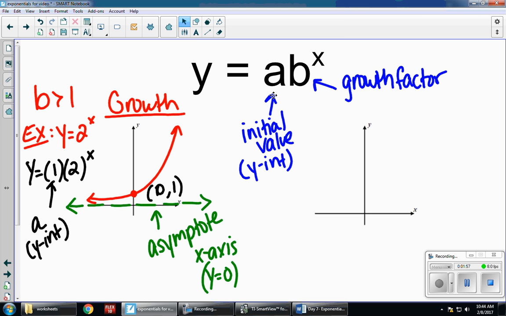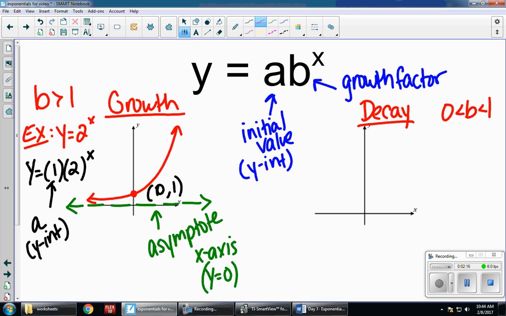This is a general function or a parent function. There are no transformations. There's no shifts up and down. There's no vertical stretches. So this is what it looks like for growth. So the other option is decay. So when I have a decay graph, that means that my growth factor is a fraction between 0 and 1. So for example, it might be something like 1/2 to the x power. When this happens, my graph is decreasing, so it's going to look like this.